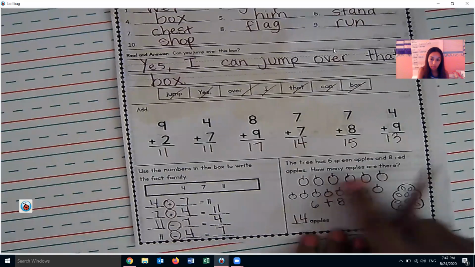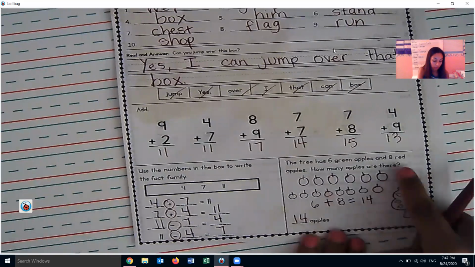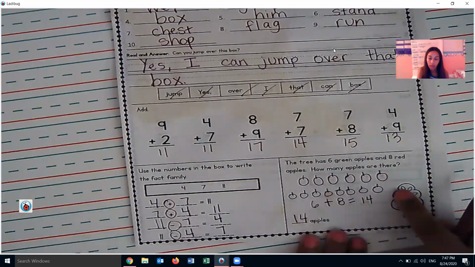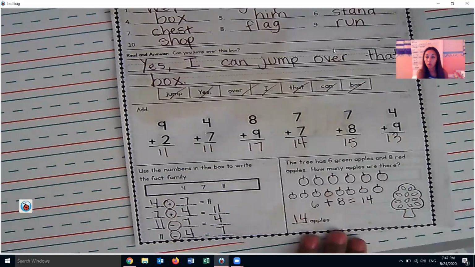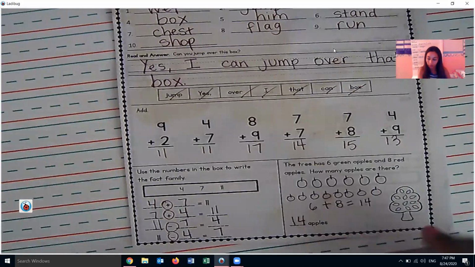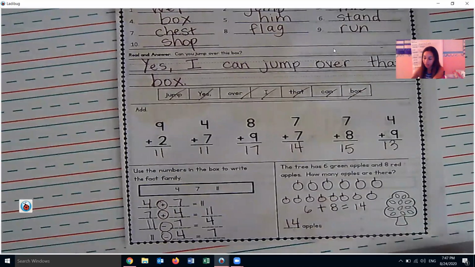We drew 6 apples. There's also 8 red apples. We drew 8 apples. How many are there all in all? We counted them. 6 plus 8 gave us 14 apples total. Okay, so that is our daily packet. So I can go check.